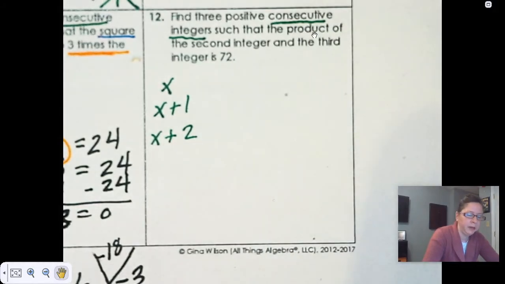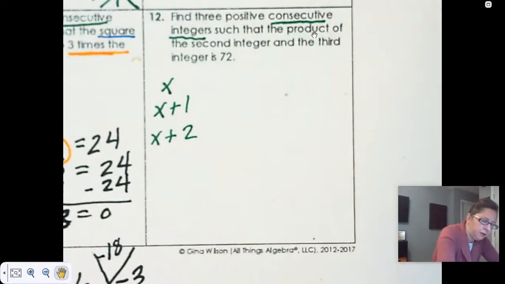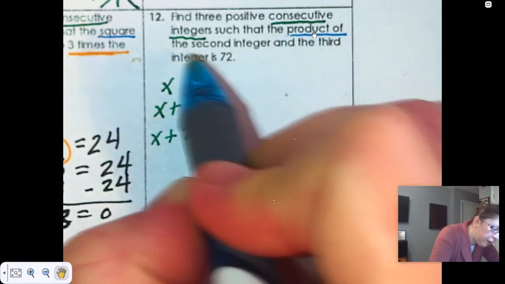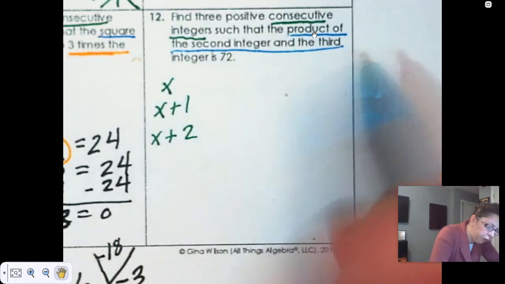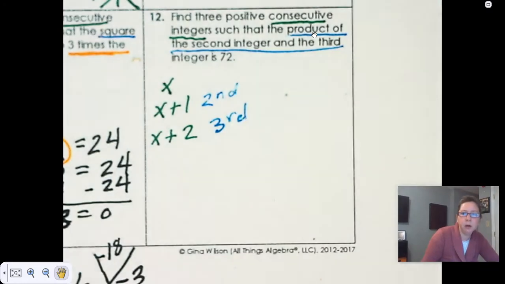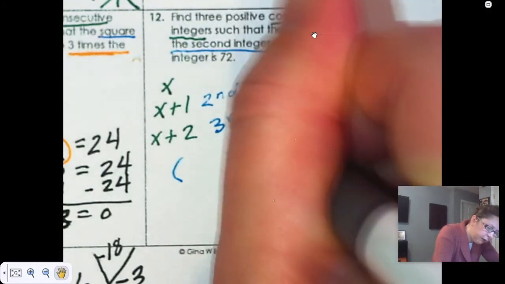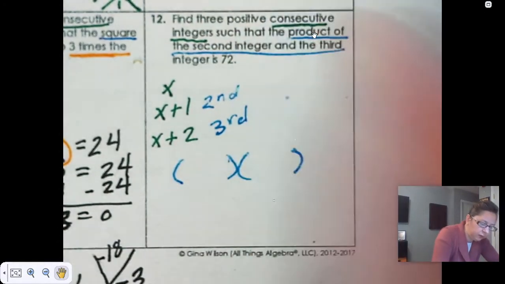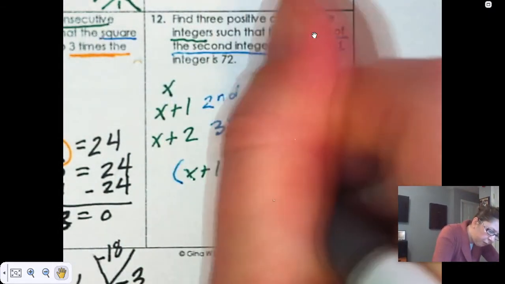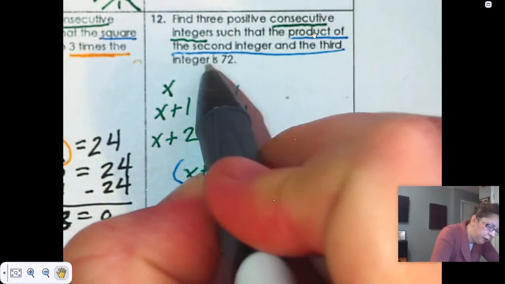And now I'm going to start translating: such that the product of the second integer and the third integer. So this is second and this is third. So I need to get the product of these two numbers. So with product, let's use our parentheses. And then I'm going to plug in the numbers. X plus 1, x plus 2. And that equals 72.